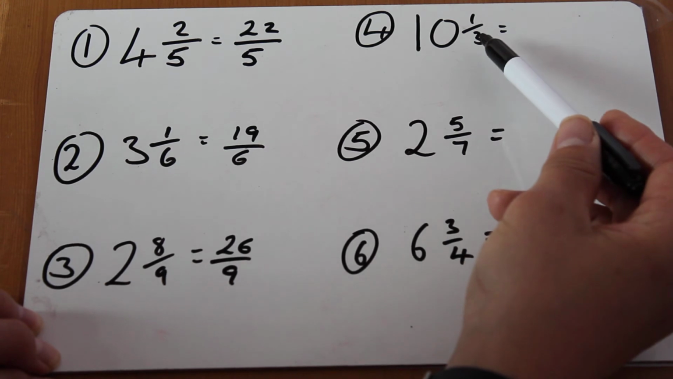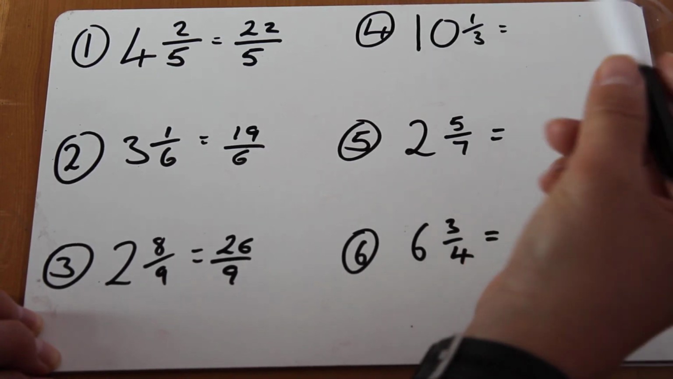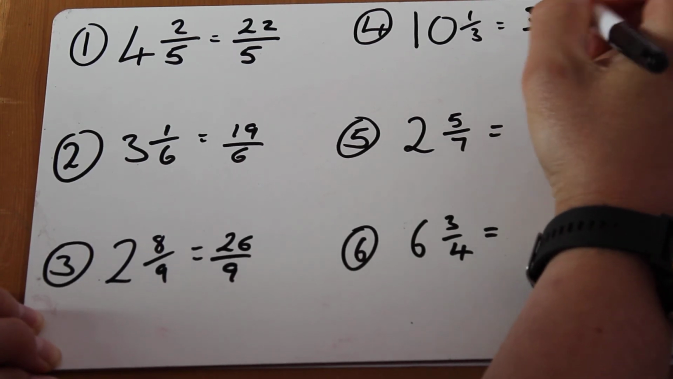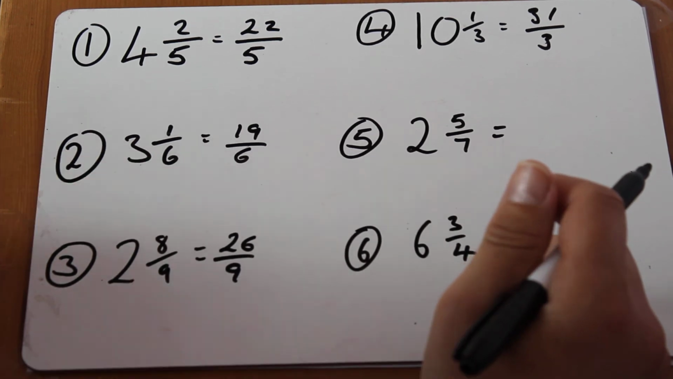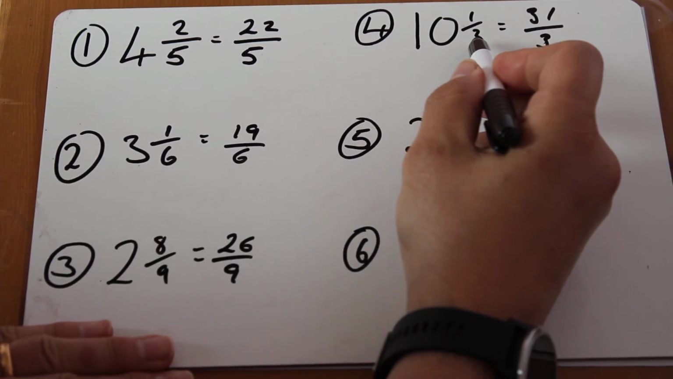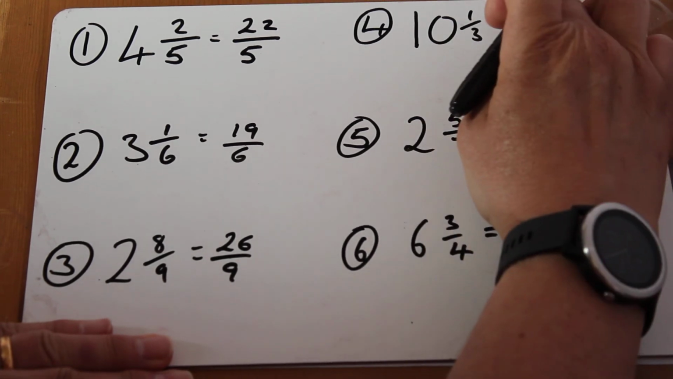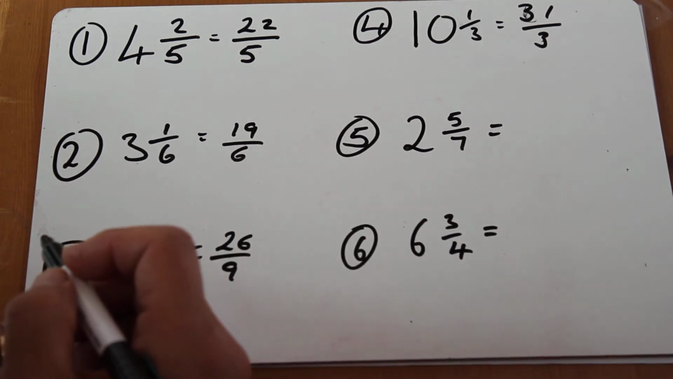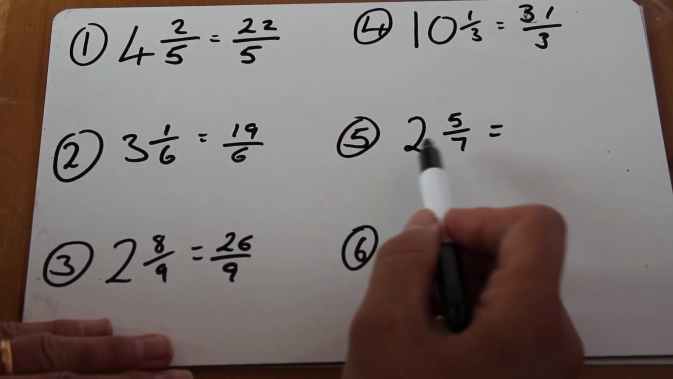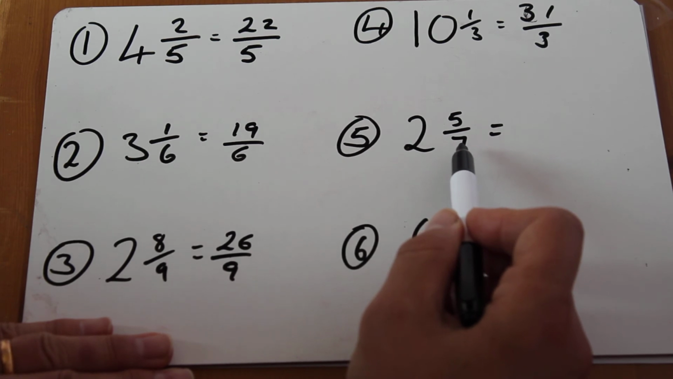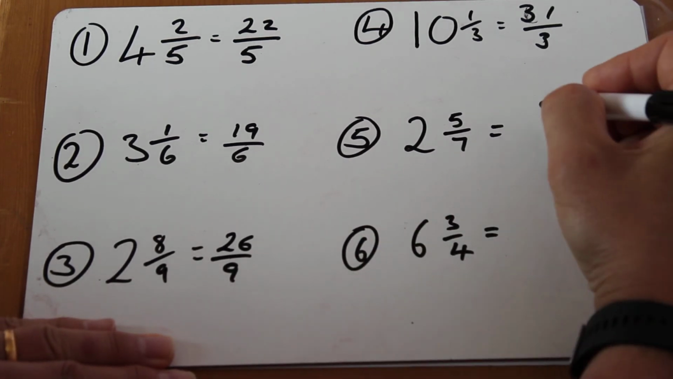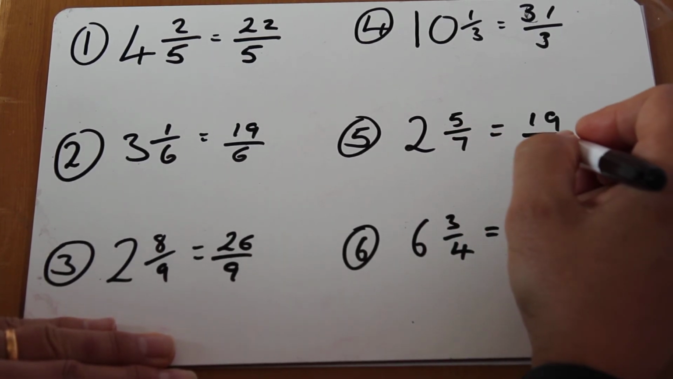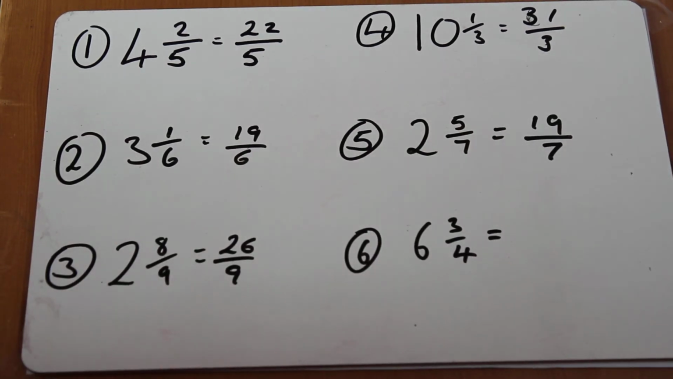Last 3. 10 times 3 is 30. Add the 1 is 31. It gives me 31 over 3. Okay, 10 times 3 is 30, plus the 1 is 31. This one, exactly the same. 2 times 7, which is 14, plus the 5, which gives me 19. And remember, the denominator doesn't change, so it stays as 19 over 7.